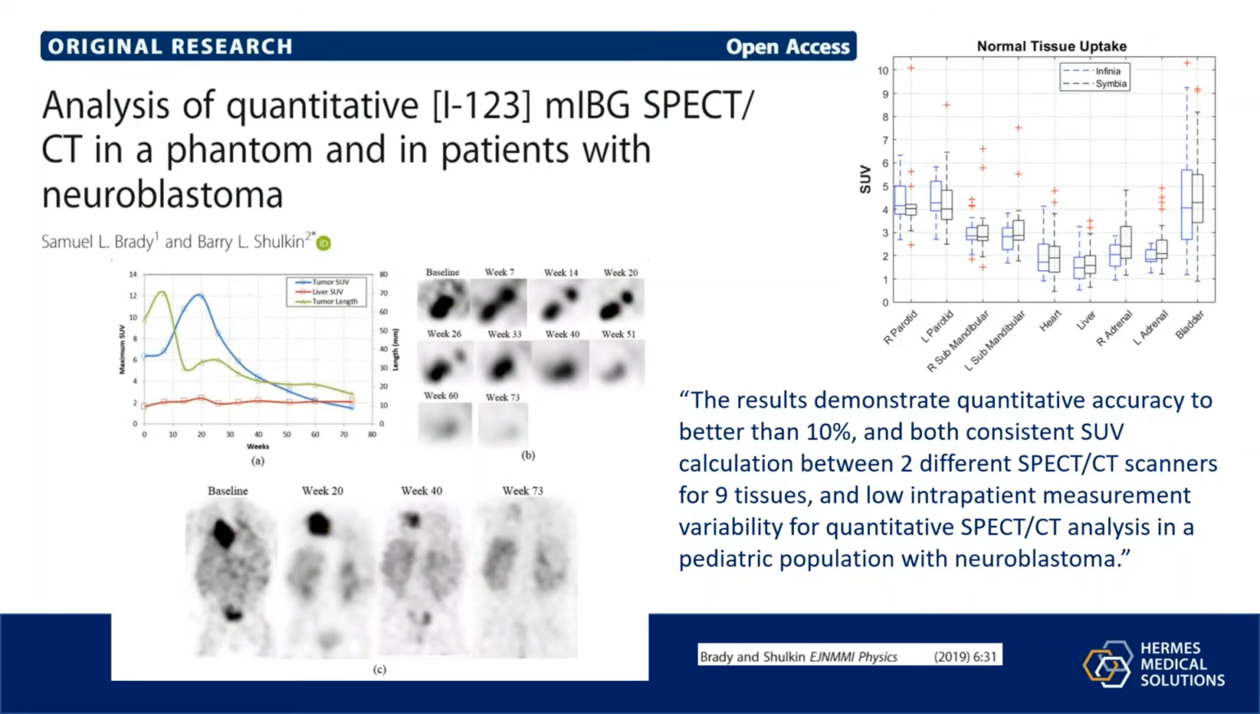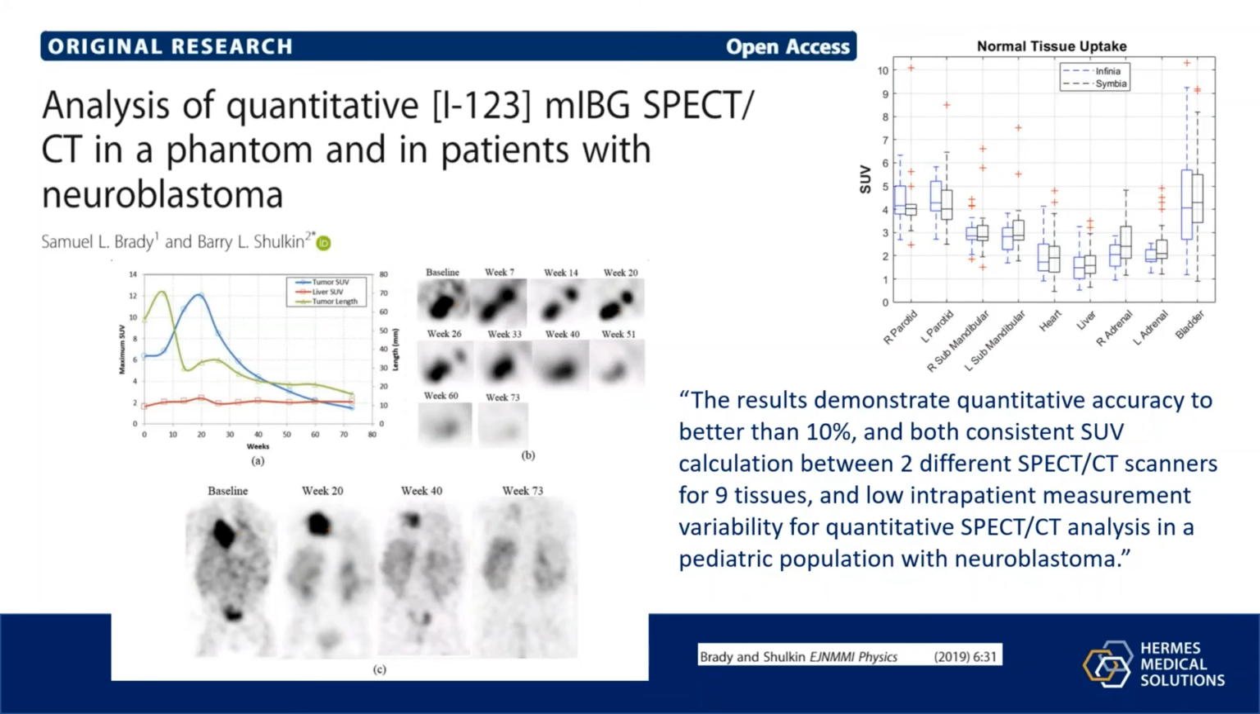Another nice paper here. This is a paper from the US, I think, from St. Jude Hospital in Tennessee. They did a really thorough study looking at many sources of variability in quantitation of I123 MIBG SPECT CT for pediatric neuroblastoma patients. Not only have they got phantom studies between two cameras, they have multiple patient studies that they've taken these normal values from.